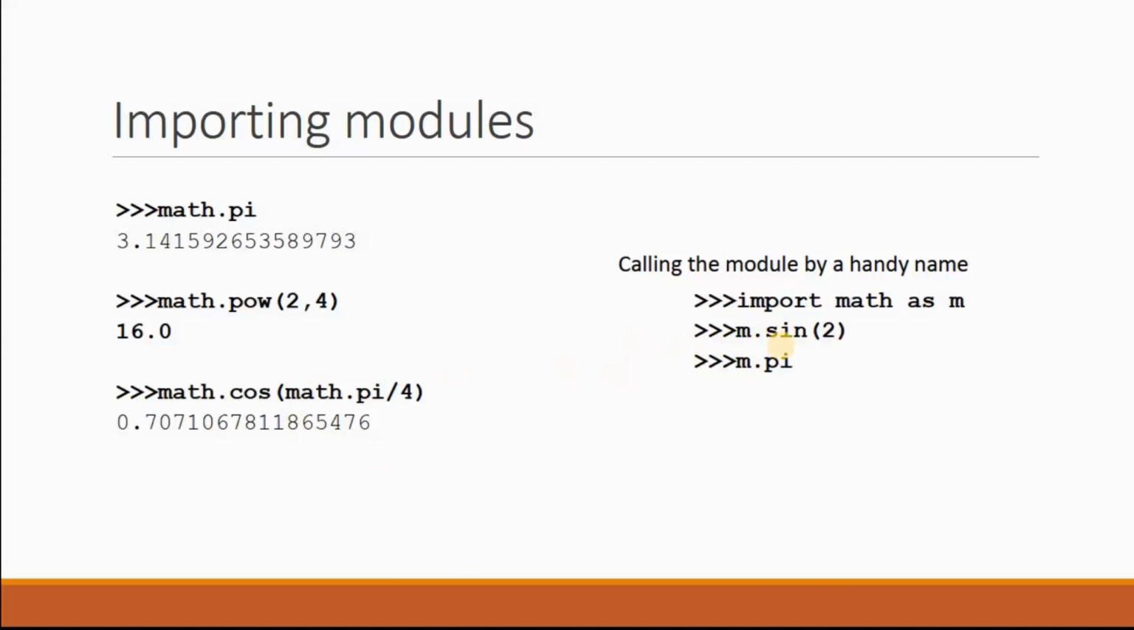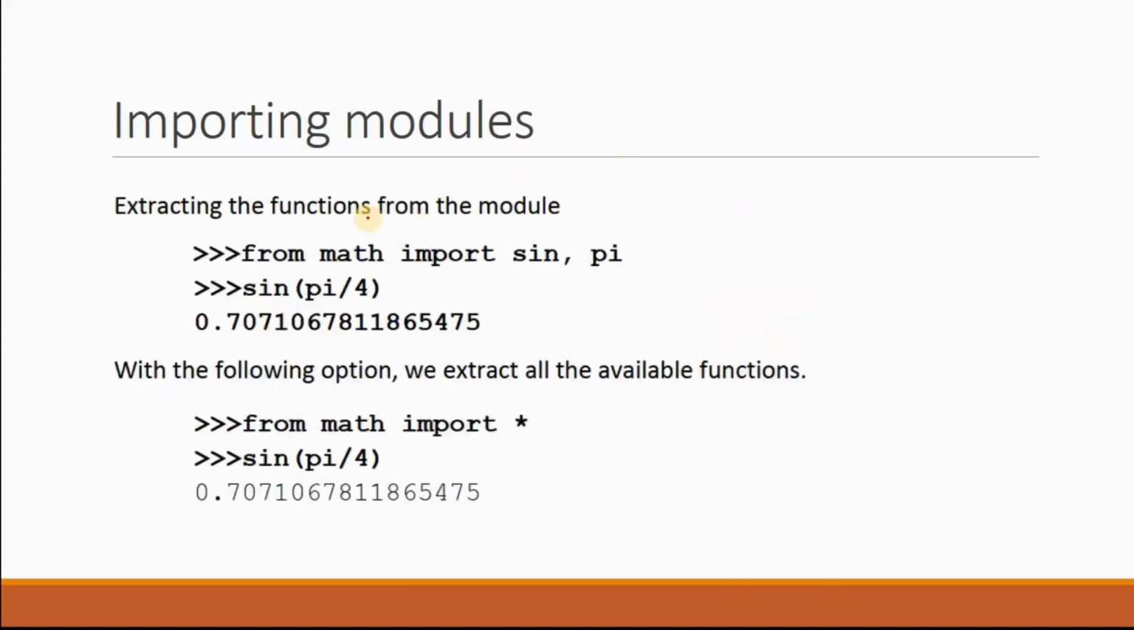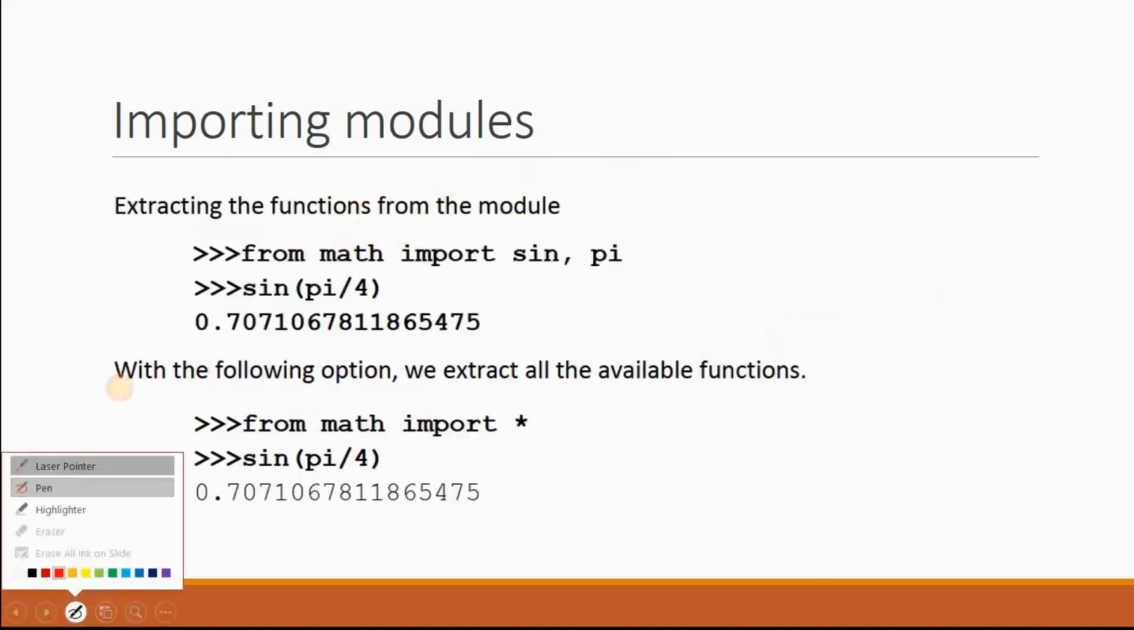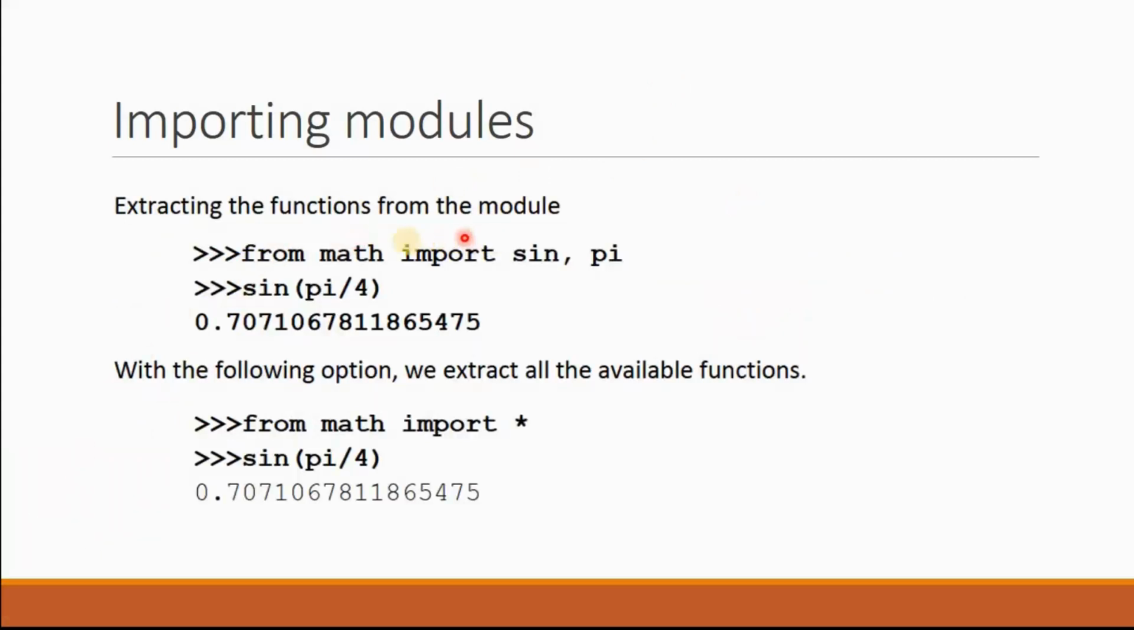What you can also do is extract functions from the module as well. So you can actually take out functions by writing from math import, and you import the function only inside the program, right? So you write from math import sine and pi. Then you use sine pi by 4. You don't have to write m dot or math dot or anything. Okay, so you can do this as well.